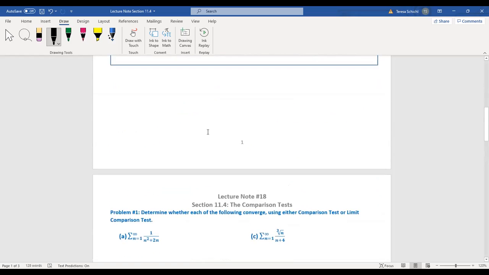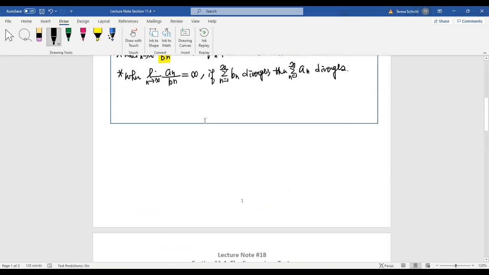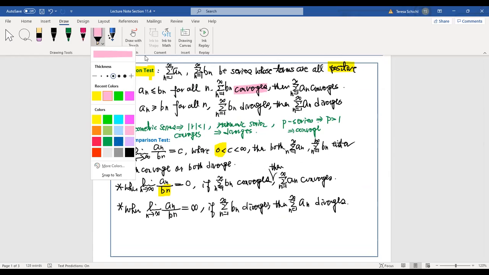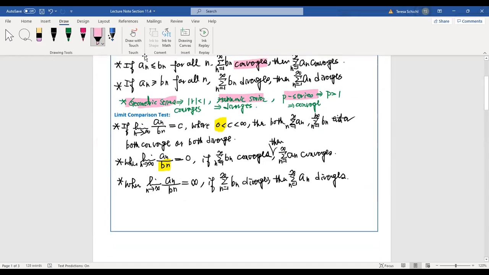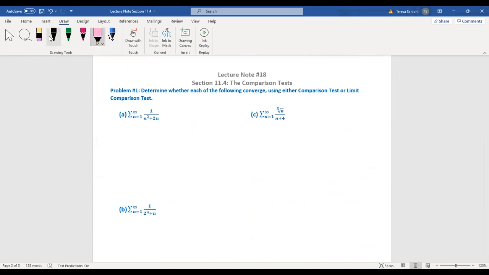Okay, based on these, let's take a look. Remember the few known series we can use to compare: we talked about the geometric series, the harmonic series, and the p-series. We want to determine whether these are converging or diverging by using the comparison test or the limit comparison test.